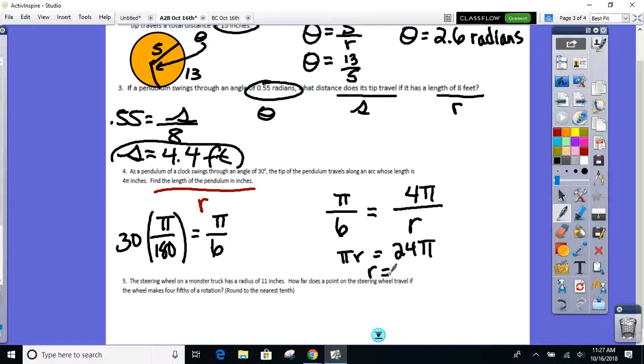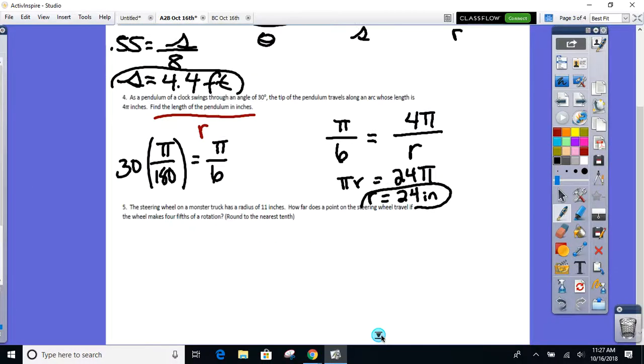No matter whether you use your calculator or not, the radius should end up 24. All right, 24 inches. All good? So if it's in degrees and you want to use the formula, you've got to convert it to radians first.